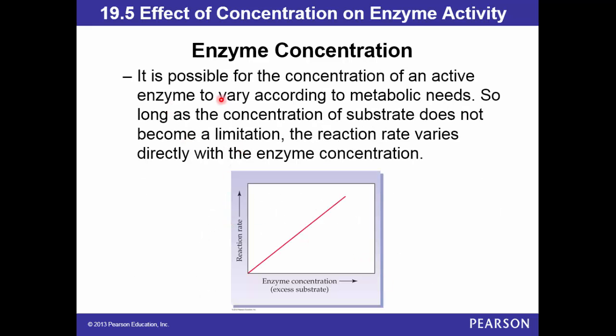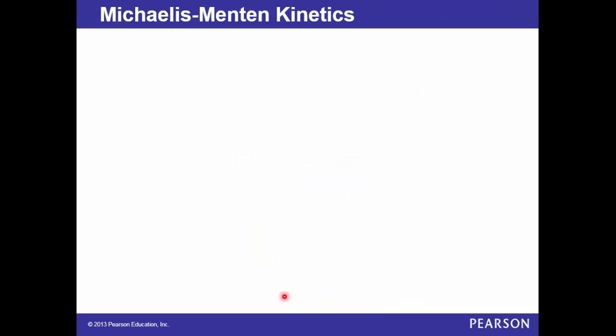Now, what about the effect of enzyme concentration? It's possible for the concentration of an active enzyme to vary according to metabolic needs. So, as long as the concentration of substrate does not become a limitation, the reaction rate varies directly with the enzyme concentration. So, a plot of reaction rate versus enzyme concentration is a straight line that passes through the origin, and we must have excess substrate.